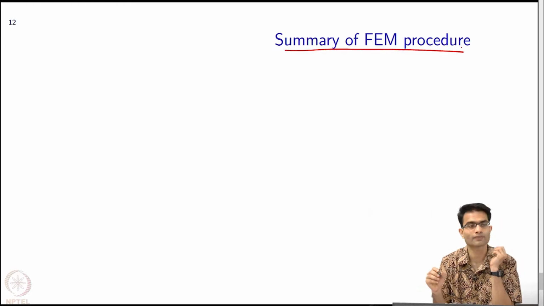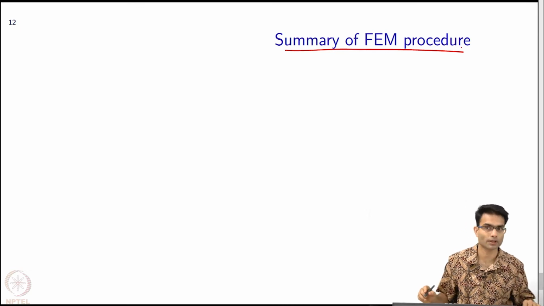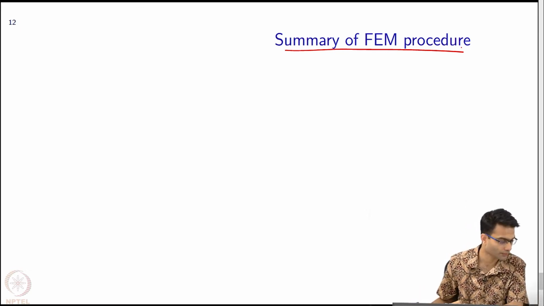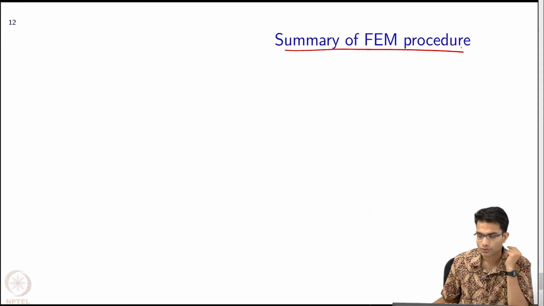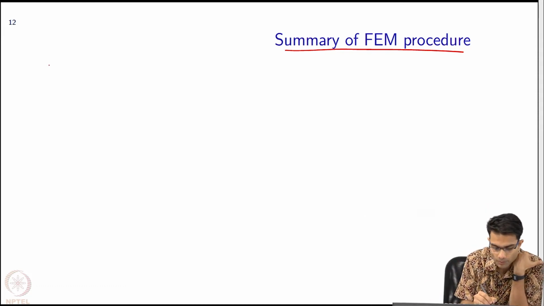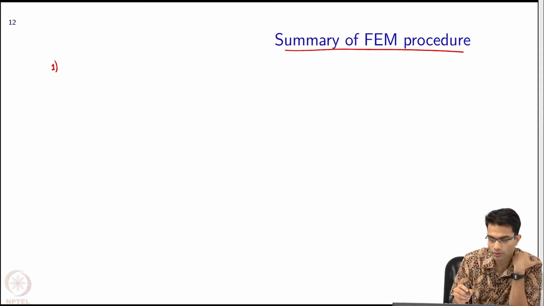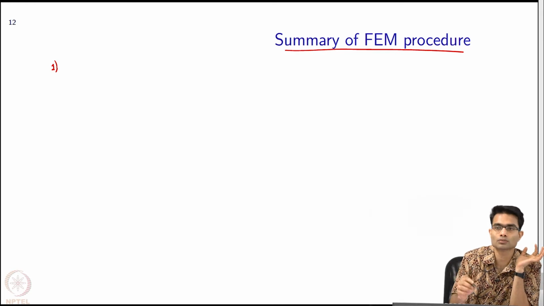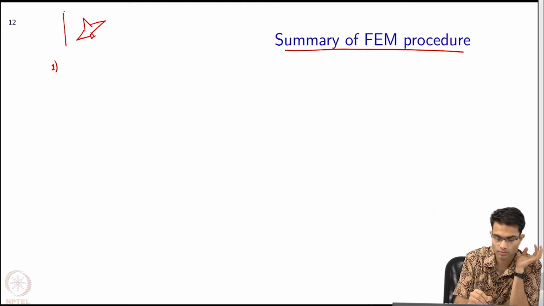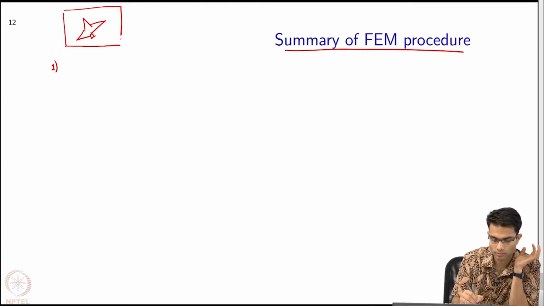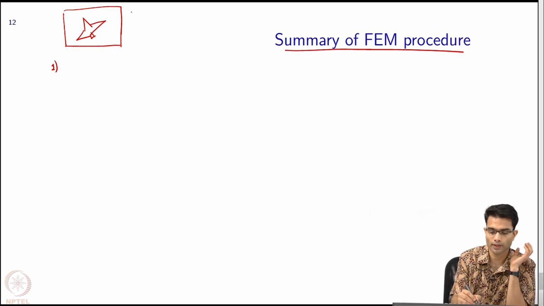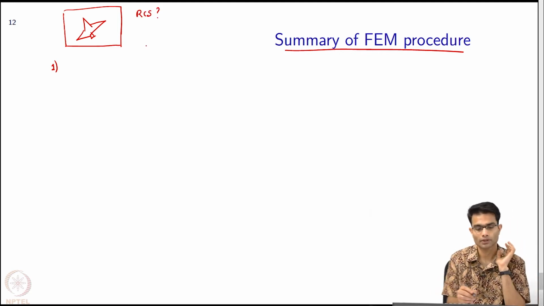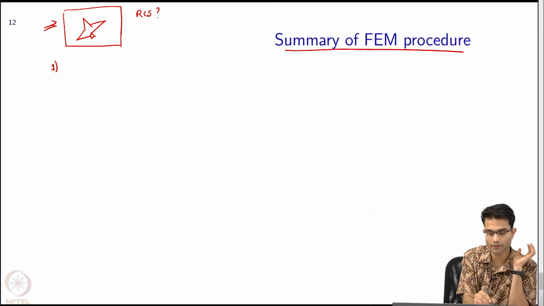Let's look at a summary of the FEM procedure. What are the various steps that we have to do? What do you think would be step number 1? For definiteness, let's assume a problem. This is my aircraft over here, and I want to calculate the RCS, the radar cross section, of this aircraft. You are given some incident radar field over here.